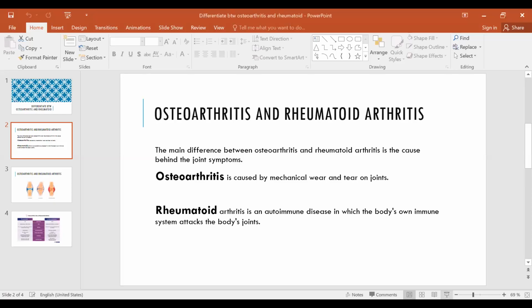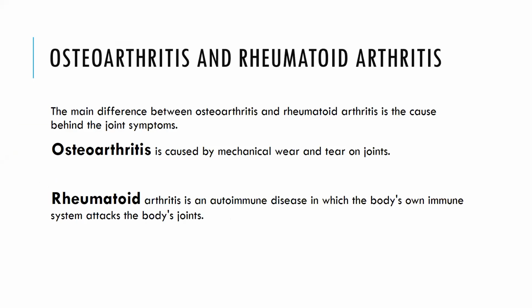Differentiate between osteoarthritis and rheumatoid arthritis. The main difference between the two is that osteoarthritis is the mechanical wear and tear of the joint, right? Mechanical wear and tear means there are degenerative changes in the joint. But rheumatoid arthritis is actually an autoimmune disorder in which your own immune system attacks the body's joints, right? It's like inflammation of the joint.